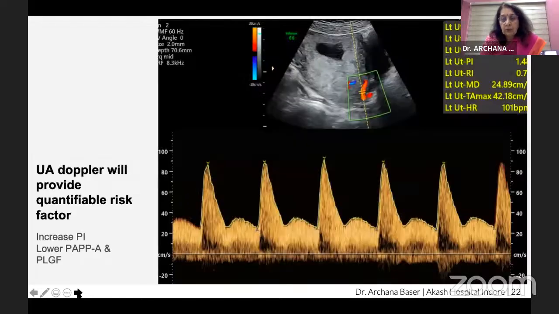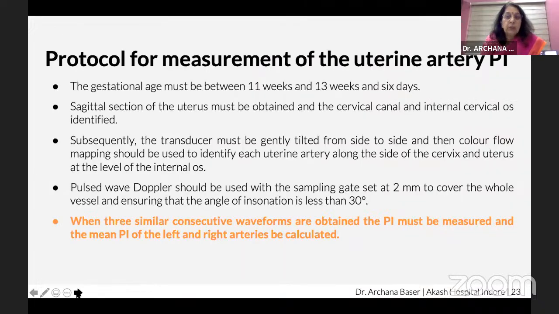This is my favorite topic, and that's ultrasound. That's what I'm mainly going to talk about. Ultrasound, uterine artery Doppler will provide quantifiable risk factors: increased PI, lower PAPP-A and PlGF. That is going to guide you towards preeclampsia. How to measure the uterine artery PI?